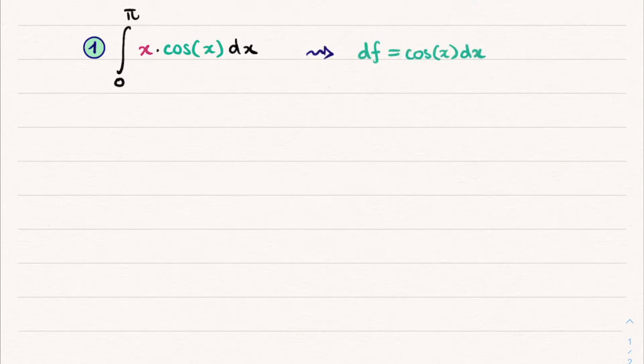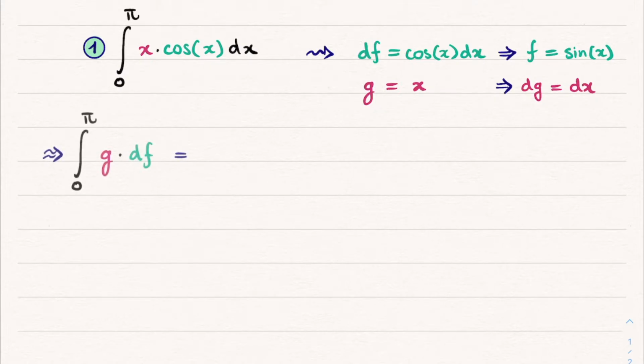Here we take the cosine of x dx as being df, meaning that f will be the sine of x, its integral. This leaves us with x as g and correspondingly dg as dx. I will come back later to show why the opposite choice wouldn't have helped us. With this identification, we can use our formula.